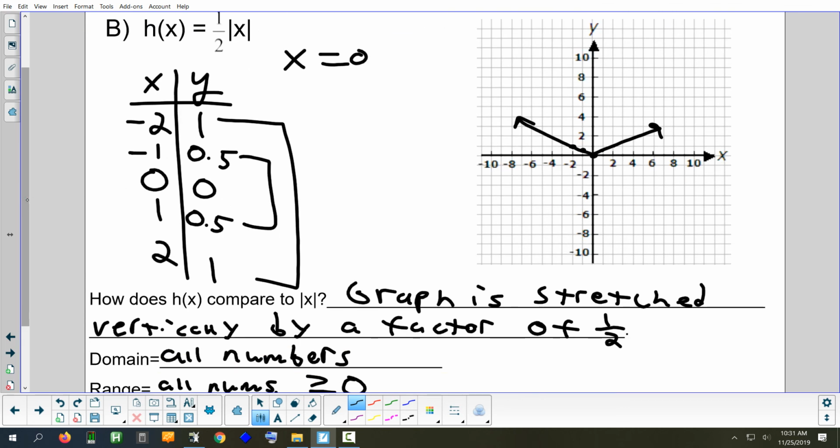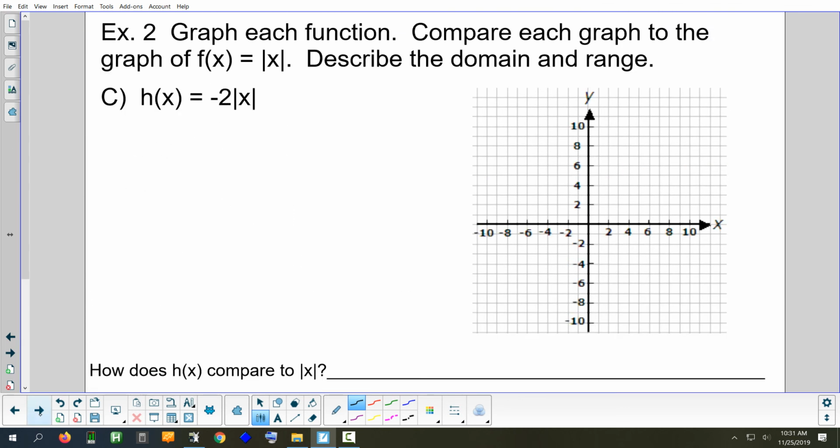Okay, I'm going to skip around because I want to make sure we get to some ones that are a little different. Let's do this one. Example 2C. We only had 3 left anyway after this one, but I might skip one. Okay, let's make our table.